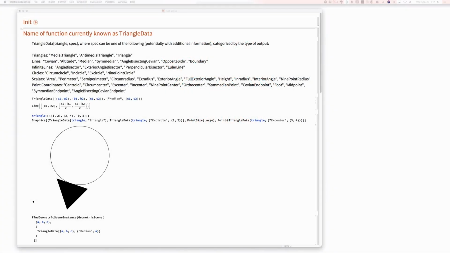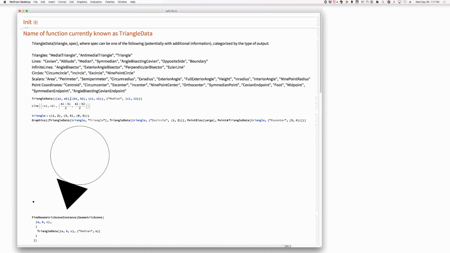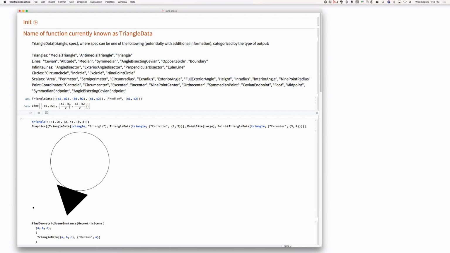Okay, for people joining this live stream, we are talking about synthetic geometry in Wolfram Language, getting ready for the initial release of this in the next version of Wolfram Language. So, the function currently known as triangle data. Right, which I'm going to be very insistent can't be called triangle data, but we can talk about what it is first.